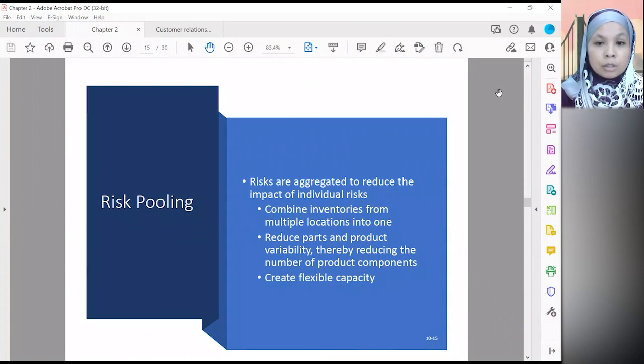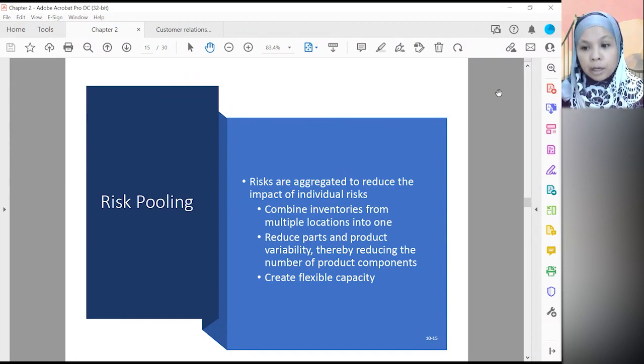So what you can do is you try to get the inventories or your supplies from multiple locations into one location. Okay, that's one thing. And then perhaps you can reduce parts and product variability. For example, your pineapple jam, you get the label from a supplier. Instead of getting it from the supplier, you try to produce your own label.